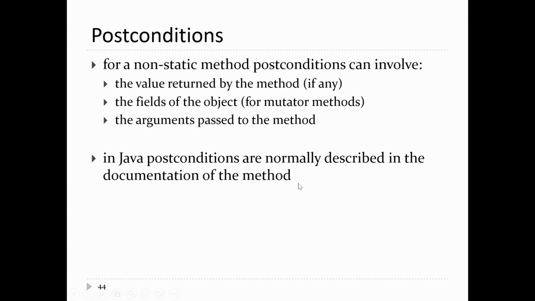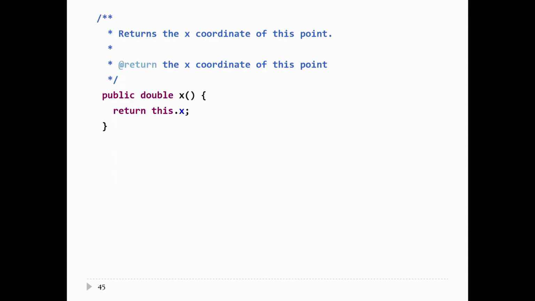Now where do you describe these? There's no postcondition tag in Java, so normally these are described in the text of the documentation of the method. For example, the method x that returns the x coordinate of the point, that's its postcondition. The postcondition involves returning the x coordinate of the point.